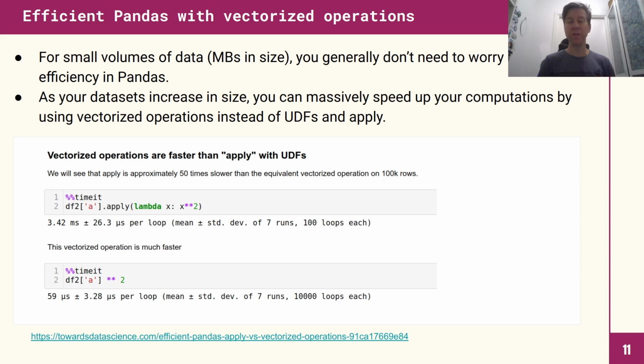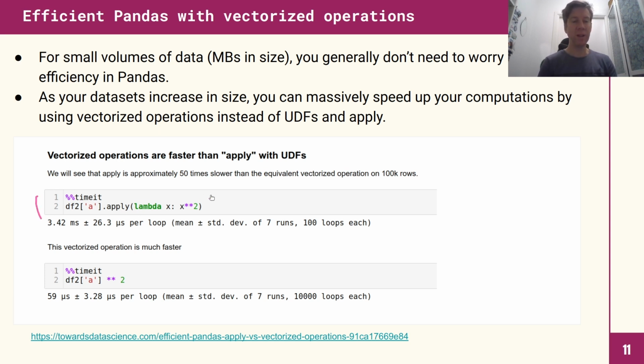If you have small volumes of data, maybe megabytes in size, you mightn't really worry too much about this because it's not going to affect the overall time it takes to process your data. But as your data volumes grow to gigabytes in size, you can get huge speedups by using vectorized operations instead of UDFs and apply. So in this example we can see below, with 100,000 rows, we're getting a 50 times speed up by moving from apply to a vectorized implementation.